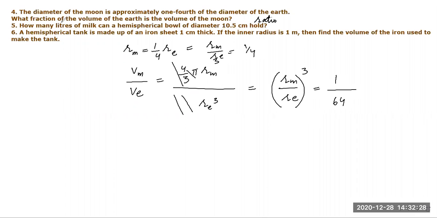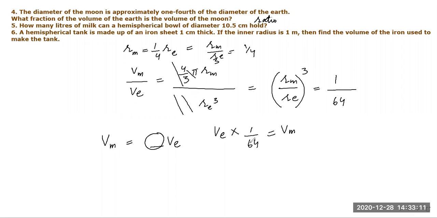So he says, what fraction of volume of Earth? Basically he wants this: volume of Earth must be multiplied by what to get volume of Moon? This is what he wants. Volume of Earth must be multiplied by what to get volume of Moon? Yes, Mansimrat? 1/4? No, you're wrong. 1/64, beautiful. It will be 1 by 64.